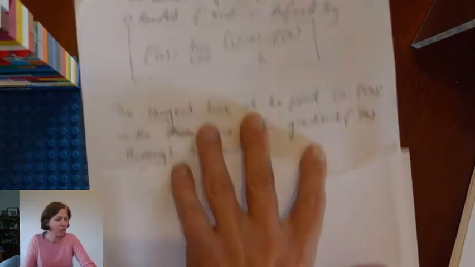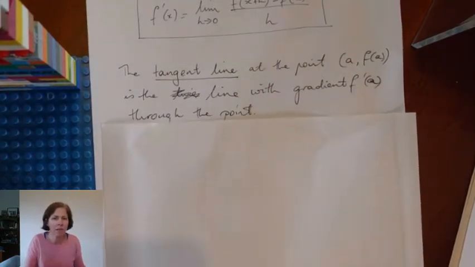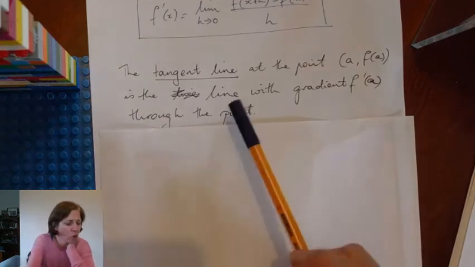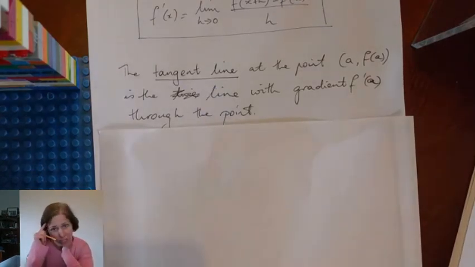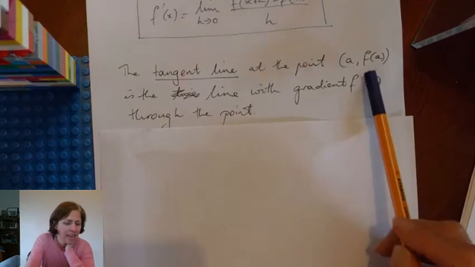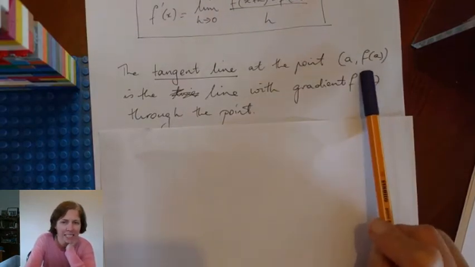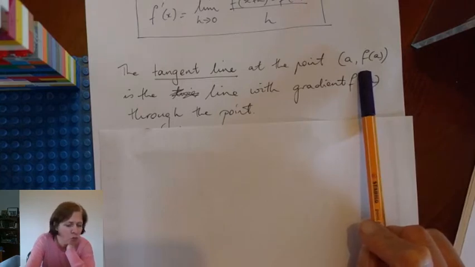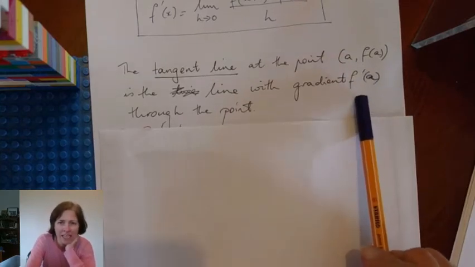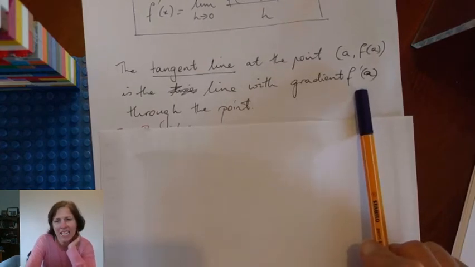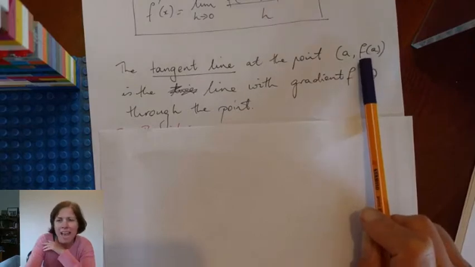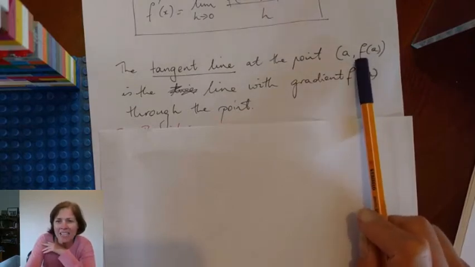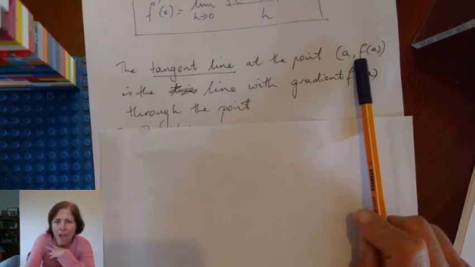Okay, the next thing we can do with this, and I'm not going to show you anything about that now, but we call it the tangent line. The tangent line at this point, which has an x value of a and a y value of f of a, goes through that point and has the gradient f dash of a. In other words, it is a straight line which goes through this point but has the gradient of the function at this point.